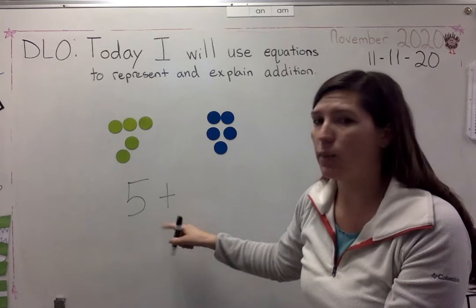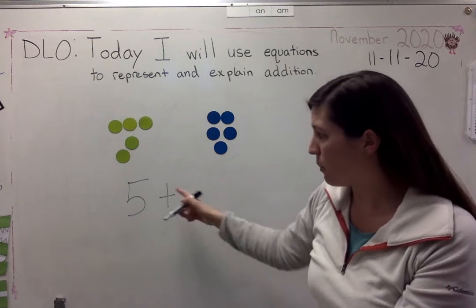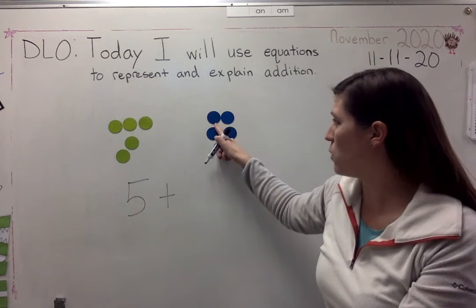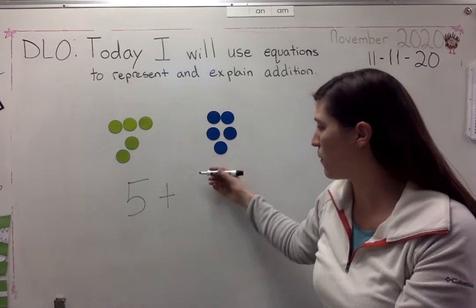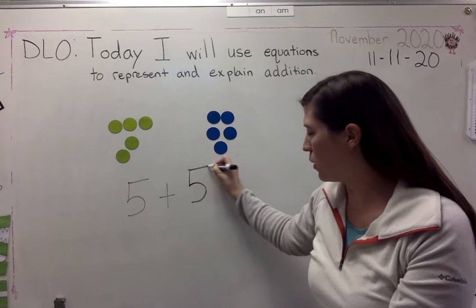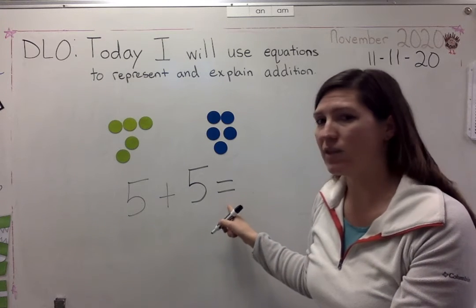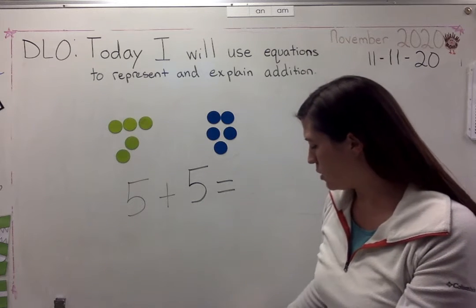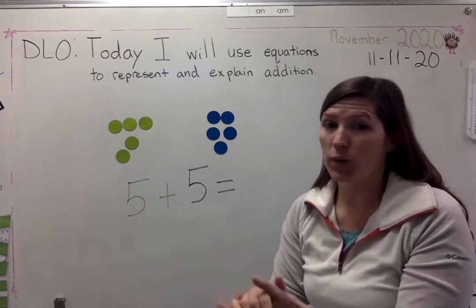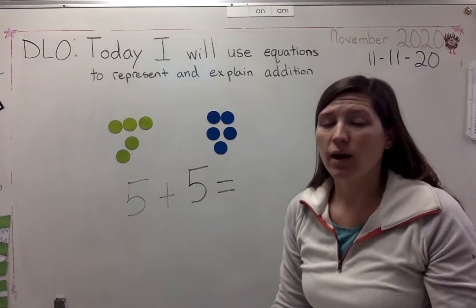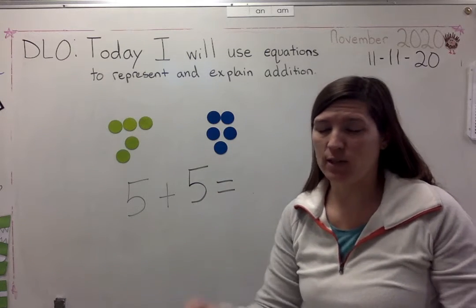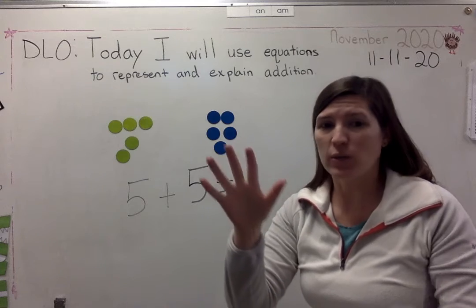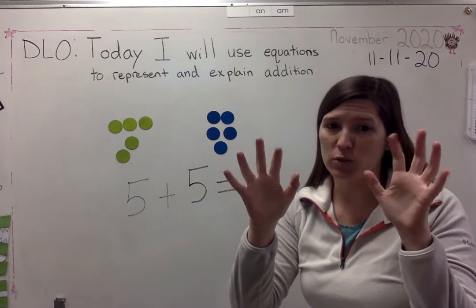plus, because I want to know how many in all, and my friend brought me more, 5 more. 1, 2, 3, 4, 5. Brought me 5 more. How many do I have in all? 5 plus 5 equals, some of you already know that 5 and 5 is 10. Another way to remember 5 plus 5, it's a doubles. You have 5 fingers on one hand, 5 fingers on the other. How many fingers do we have all together?